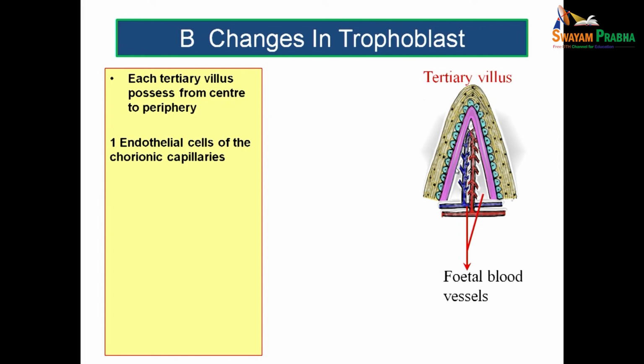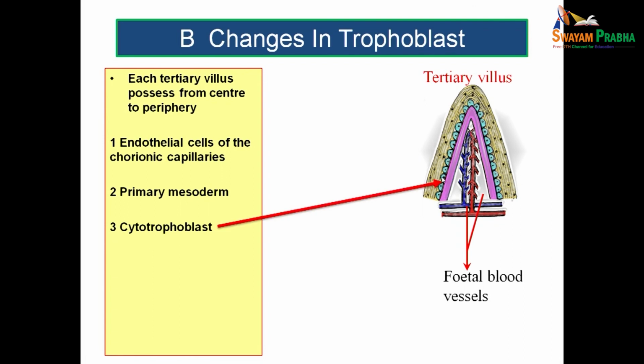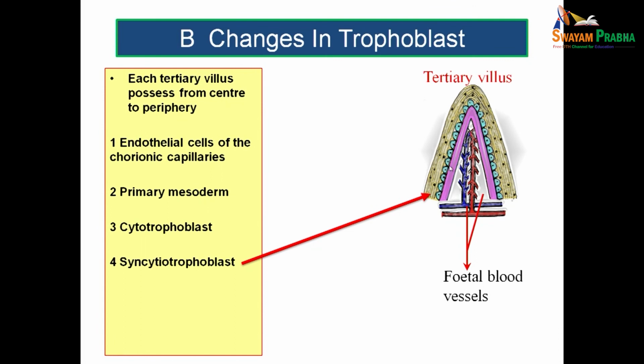And each tertiary villus possesses, if you look at the center and if you look towards the periphery, you can see the different layers. First one will be the endothelial cells of the chorionic capillaries. Now, outer to that you can see the primary mesoderm, then again outer to it you can see the cytotrophoblast, and outermost will be the syncytial trophoblast. So, these are the different layers when you look from center to periphery at a tertiary villus.